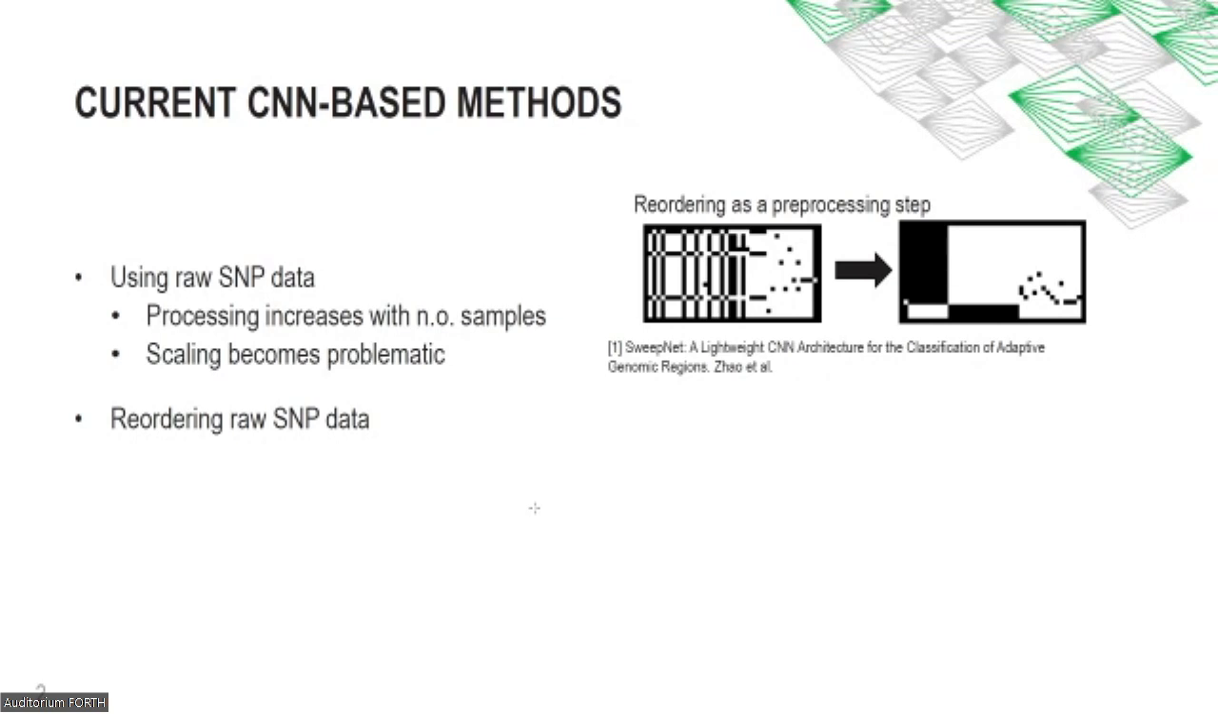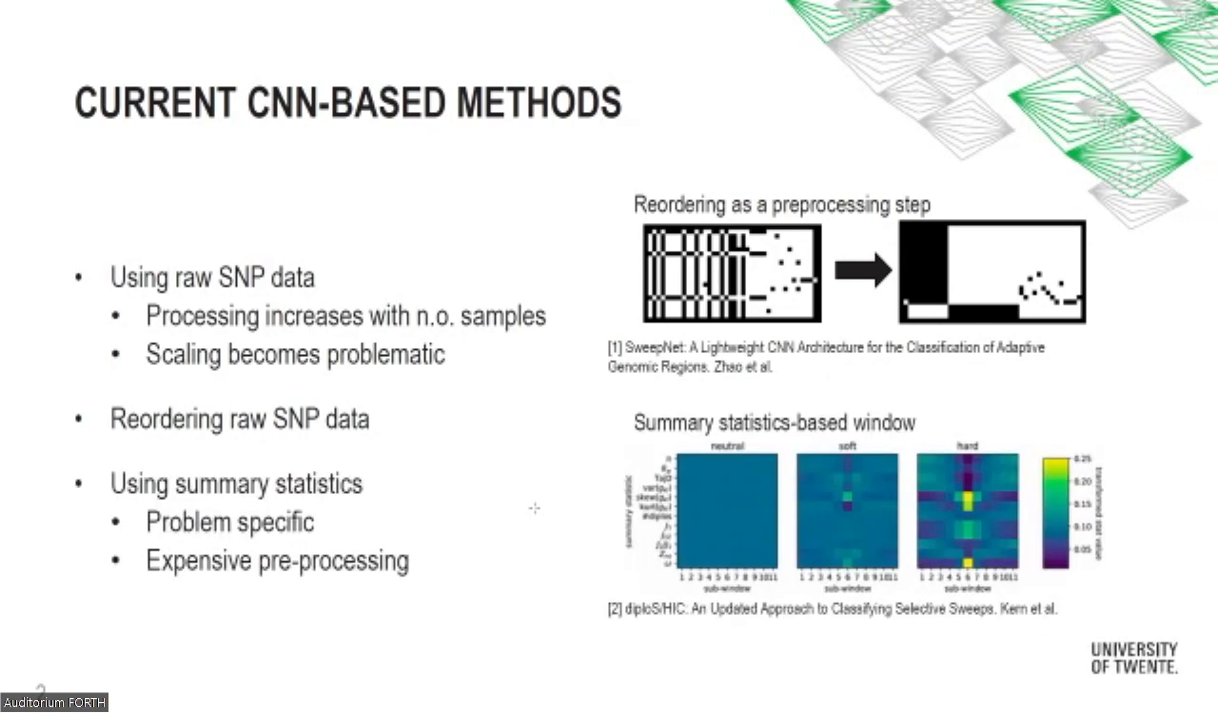A second method that's often done to further improve the classification performance, as we have also just seen, is reordering. Reordering can slightly improve the classification accuracy. And thirdly, using, again, summary statistics, we can also improve classification. However, this makes the method more problem specific and less flexible than just using raw data. And furthermore, this requires compute intensive pre-processing.